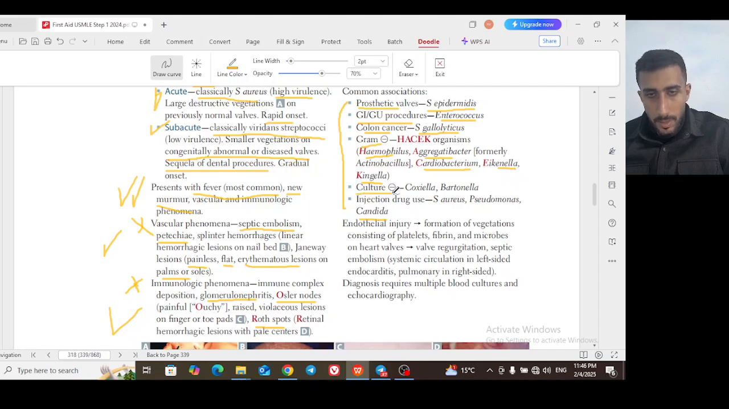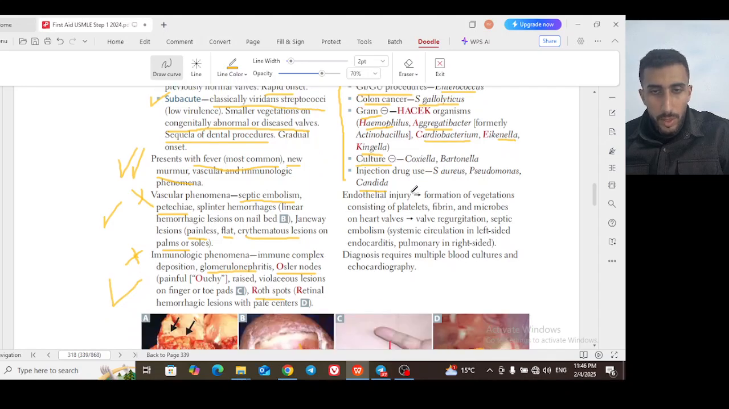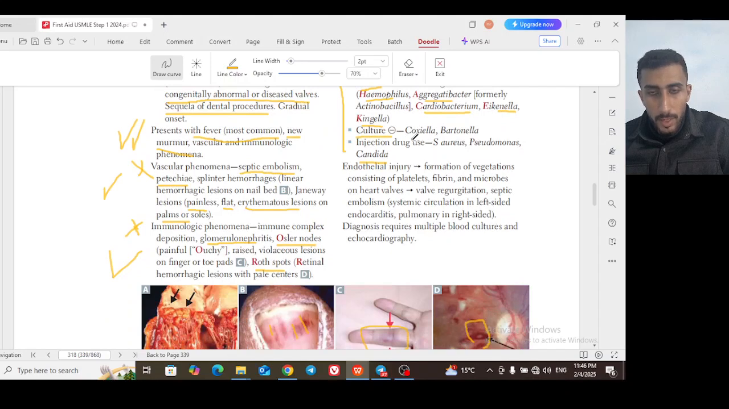You may find infective endocarditis where the culture is negative, and when this occurs, you may suspect that the patient is infected with Coxiella or Bartonella. Both of these organisms may not be detected on culture, so you may have culture-negative infective endocarditis due to Coxiella and Bartonella. And remember, in the injection drug use population with tricuspid valve involvement, the most common organisms are Staph aureus, Pseudomonas, and the fungus Candida.